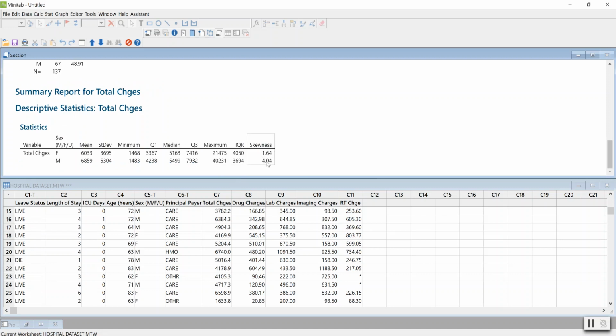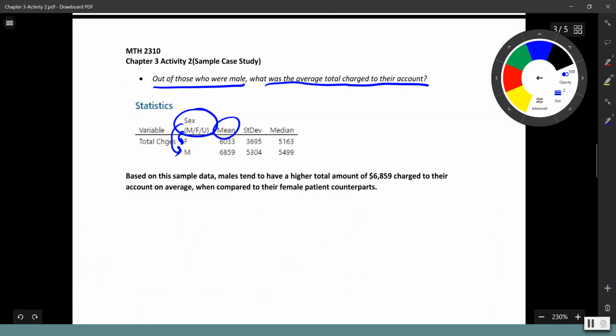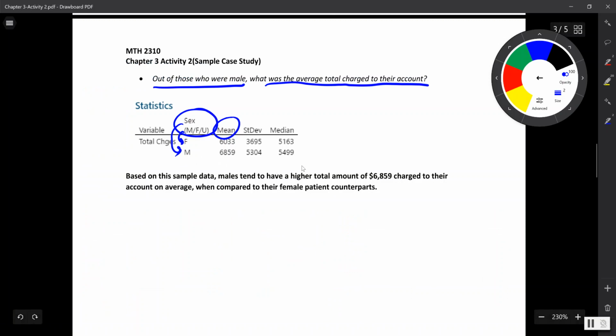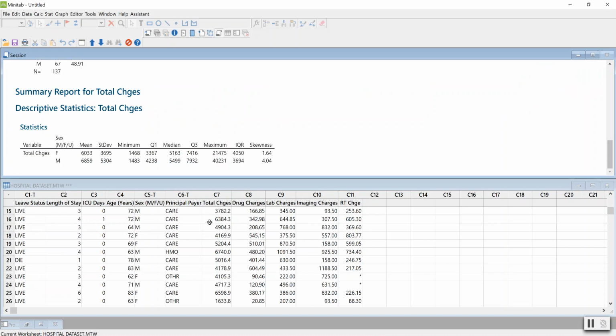So these are definitely highly skewed variables for each of the different levels or categories of sex. So I will definitely be reporting the median. So in this case, I will go back in and say that on average, the males have a median charge of $5,499 and the females have a median of $5,163.